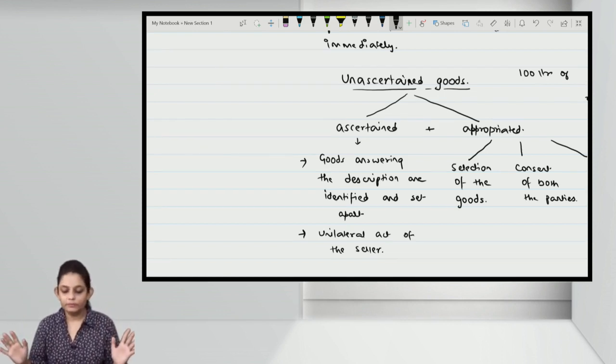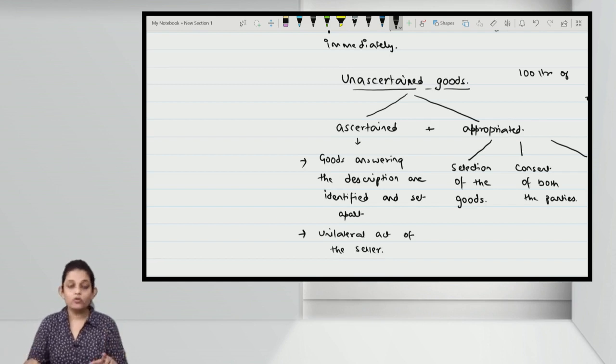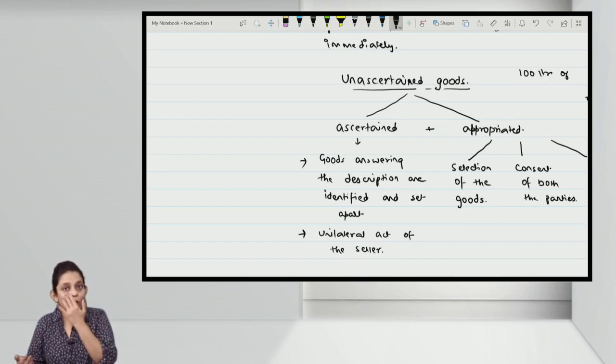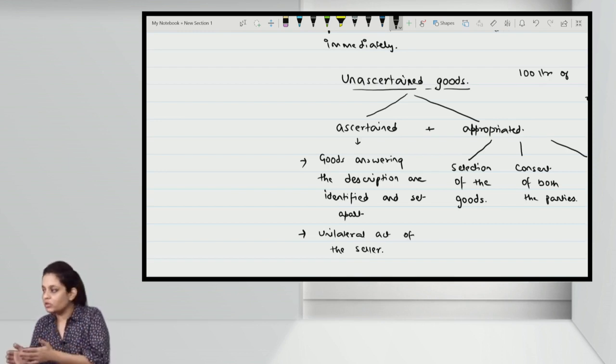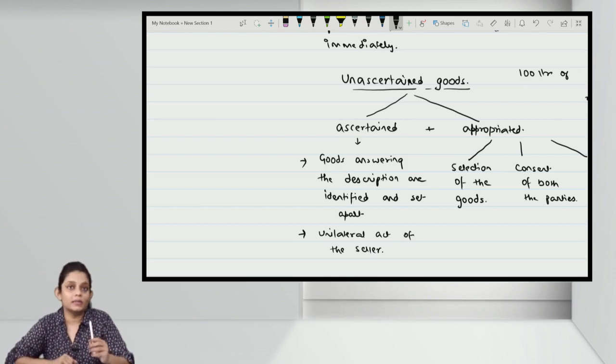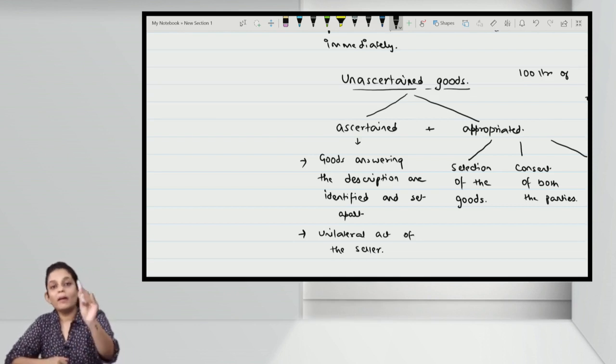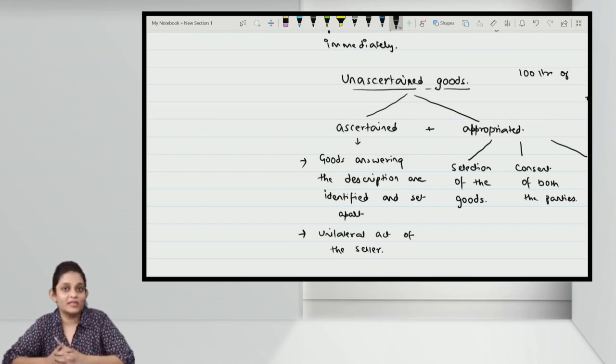Listen carefully. Let us say I go to the store and I say I want an HP laptop pen. What kind of goods are these? Unascertained. As soon as I say this, what will the shopkeeper do? He will go to his total stock of pens, and out of that total stock, he will take out this HP pen. What has he done? Ascertain. Now he will come and say, ma'am, is this the pen you are looking for? I'll say, yes, this is the pen I want. This is what? Appropriation.